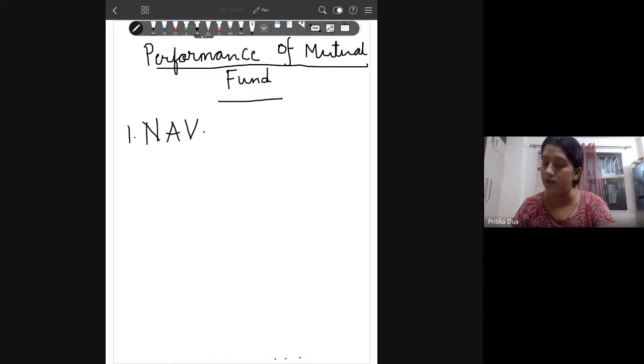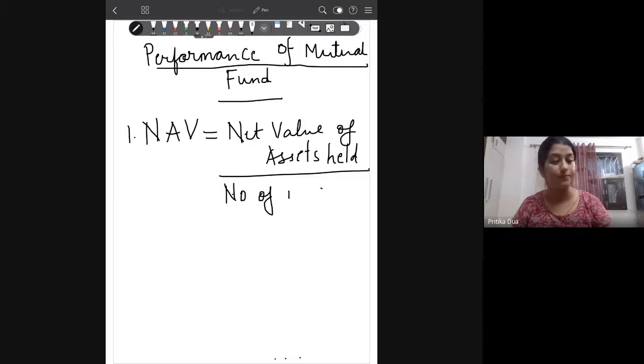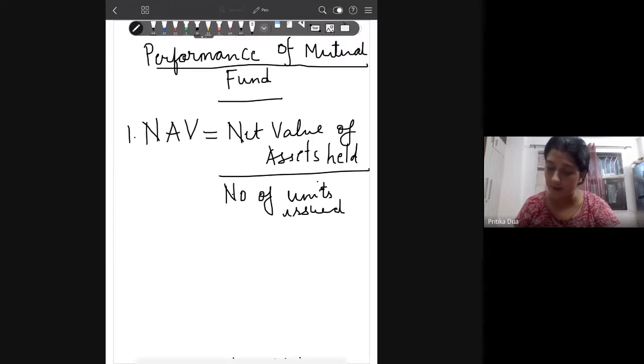So, proportionate to the holding you have in that mutual fund scheme, it is calculated as the net value of assets held divided by the number of units issued under the mutual fund scheme. And how are the net assets calculated? It would be the market value.